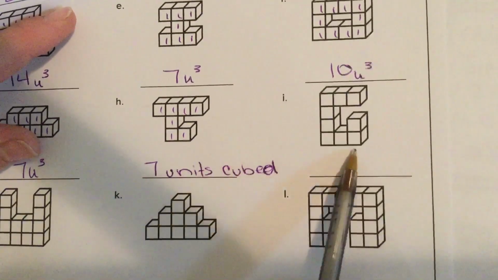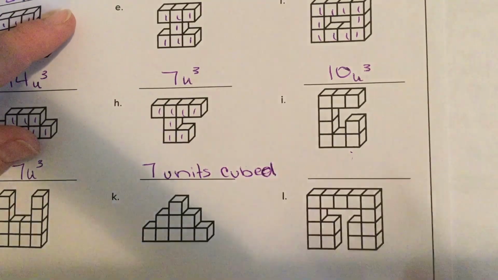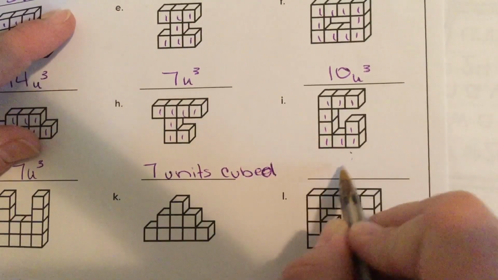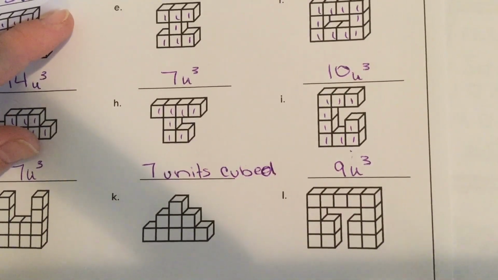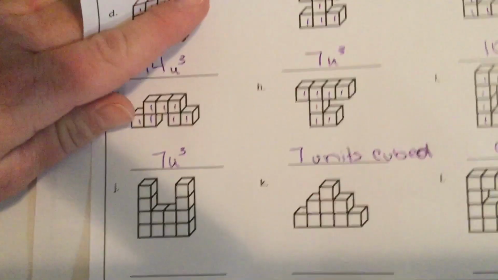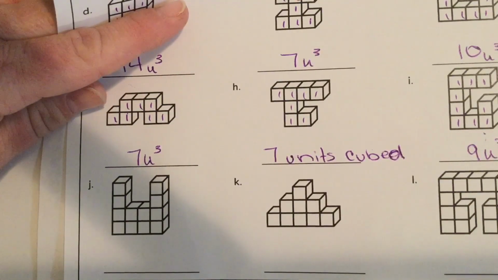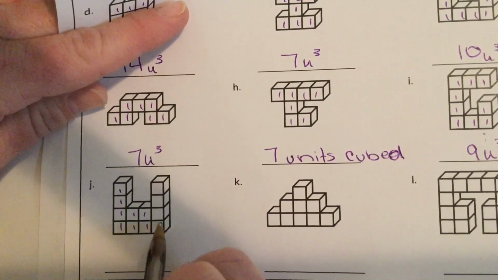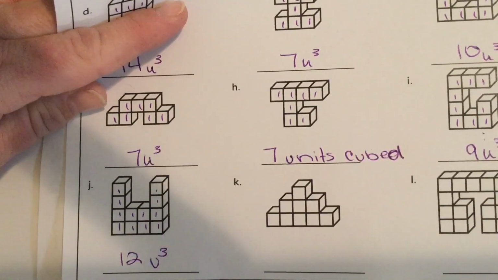All right. How many cubic units does this one have? 1, 2, 3, 4, 5, 6, 7, 8, 9. 9 units cubed. Okay, so you see we're just counting the cubes. That's it. That's all we're doing. Okay, what about J? 1, 2, 3, 4, 5, 6, 7, 8, 9, 10, 11, 12. 12 units cubed.